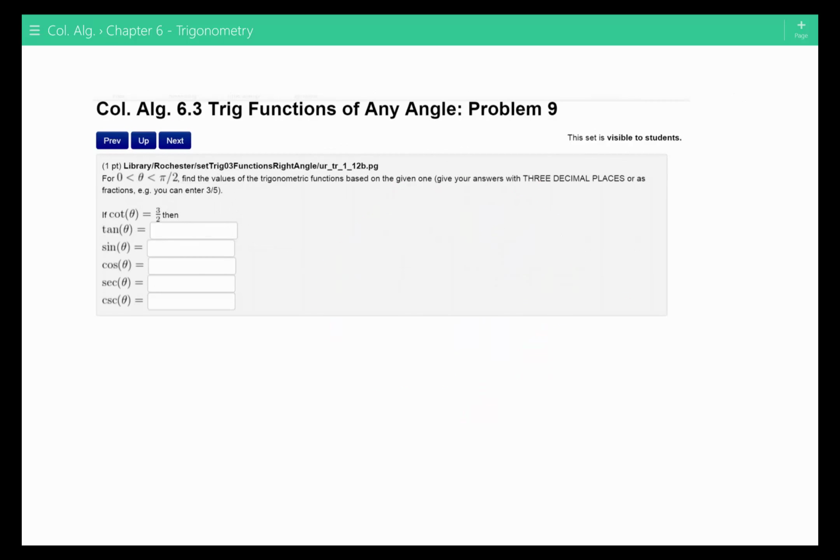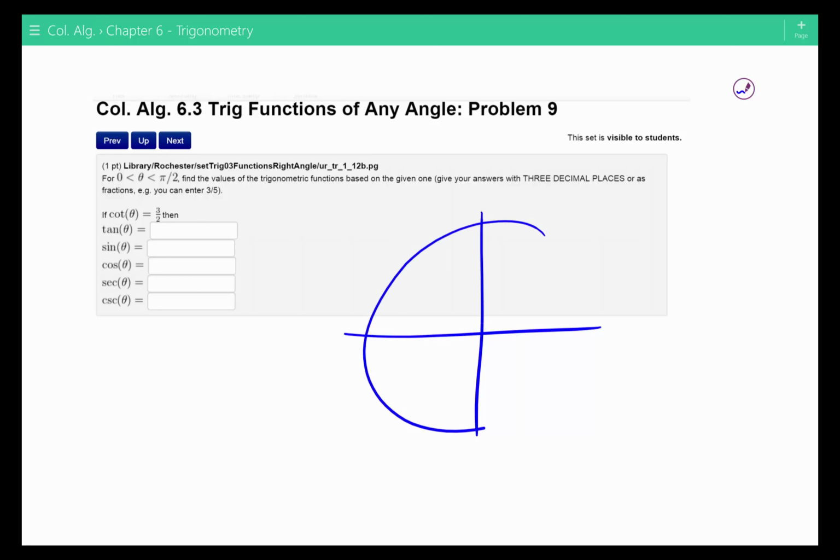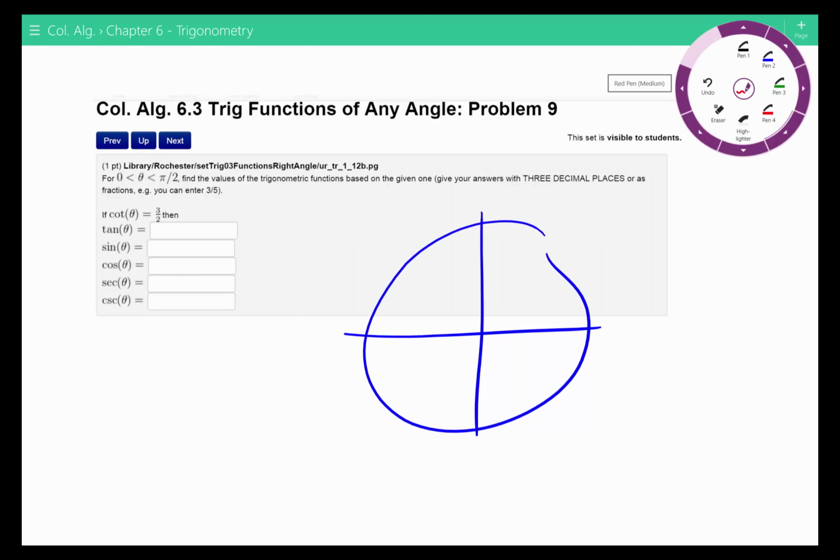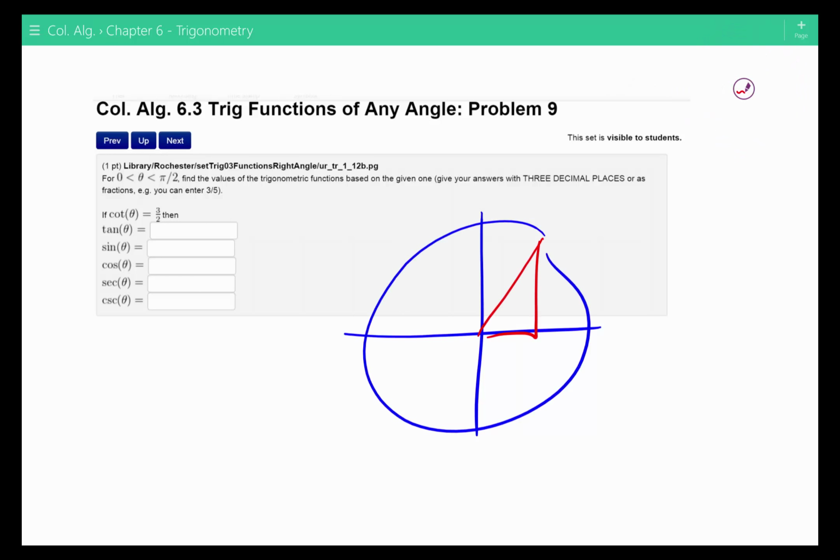Okay, the next problem is problem 9. It says we want an angle that's between 0 and 90 degrees. So I'm going to draw a reference triangle between 0 and 90 degrees, and I'm going to label what they gave me. They told me in my problem that the cotangent of theta is 3 over 2. So cotangent is the reciprocal of tangent, so instead of doing opposite over adjacent, I'm going to do adjacent over opposite, which is 3 over 2.